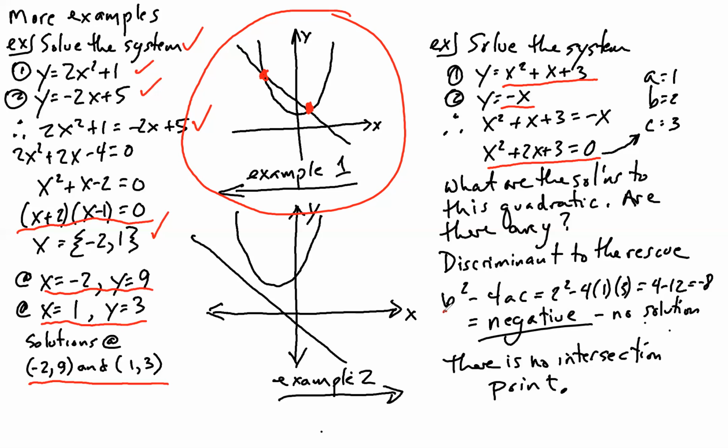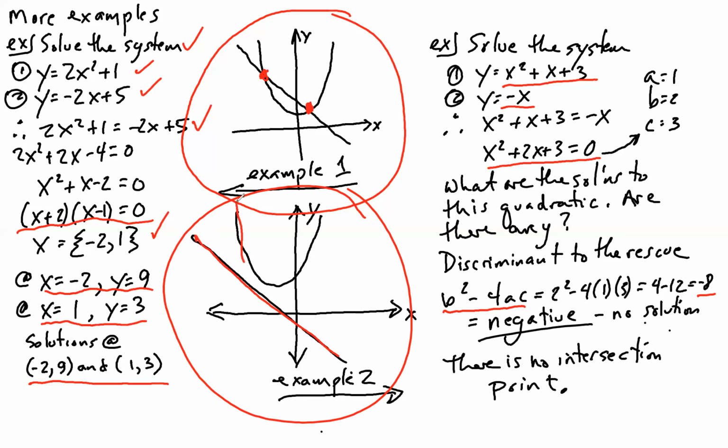Don't forget the discriminant, b squared minus 4ac. If it's positive, you have two solutions. If it's 0, you have one solution. And if it's negative, you have no solutions. Well, it turns out that it works out to be -8, meaning that there's no solution. What that means is that there's no intersection point between the parabola and the straight line. And here's a quick sketch of that second example, and you can see that that straight line completely misses the parabola.